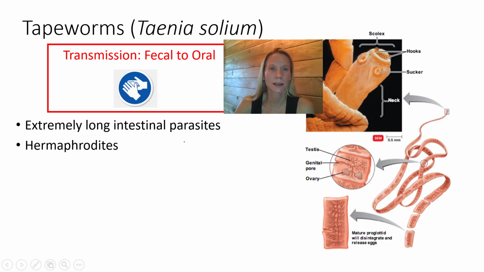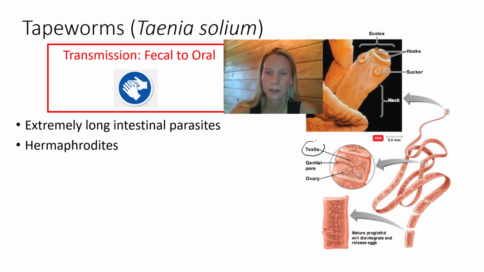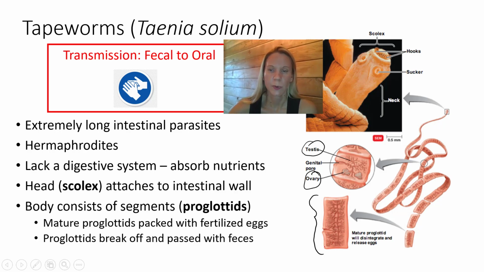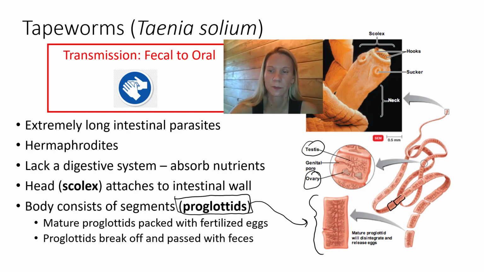So Taenia solium, these tapeworms, they have these flat segmented bodies, as you can see. They are hermaphrodites, so look in these segments. Do you see that there's both testes and ovaries in the same spot? And that's so that they can self-fertilize. And by the way, these segments, we have a specific name for that. We call it proglottids. So proglottids refer to these body segments, and you see it's composed of many of these proglottids.